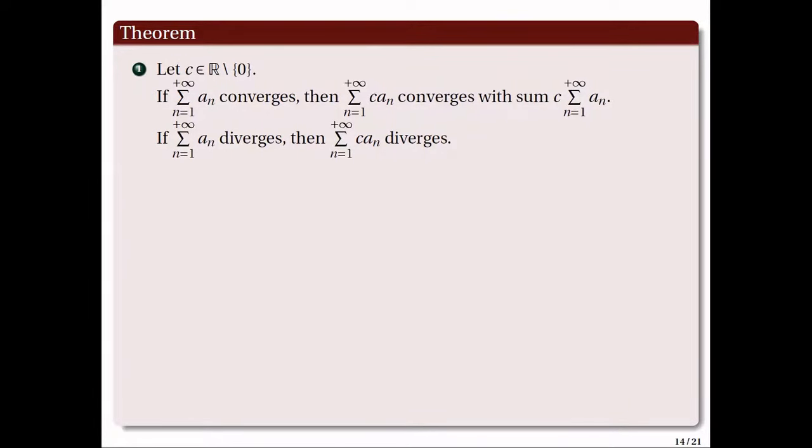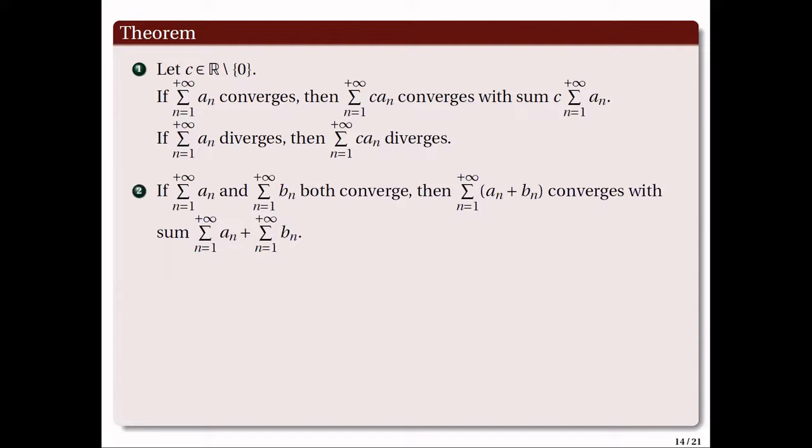The following theorem describes some properties for convergence of a series. First, if C is a non-zero constant, multiplying C to a convergent series yields a convergent series. Similarly, multiplying it to a divergent series yields a divergent series. Second, the sum of two convergent series is convergent, and its sum is equal to the sum of the previous two series.